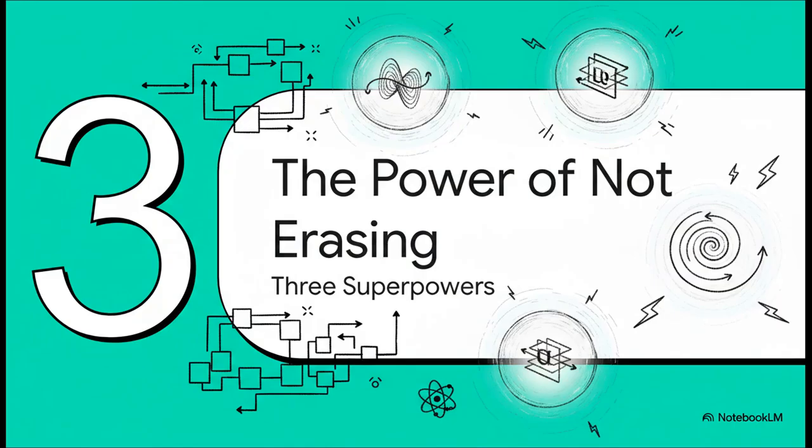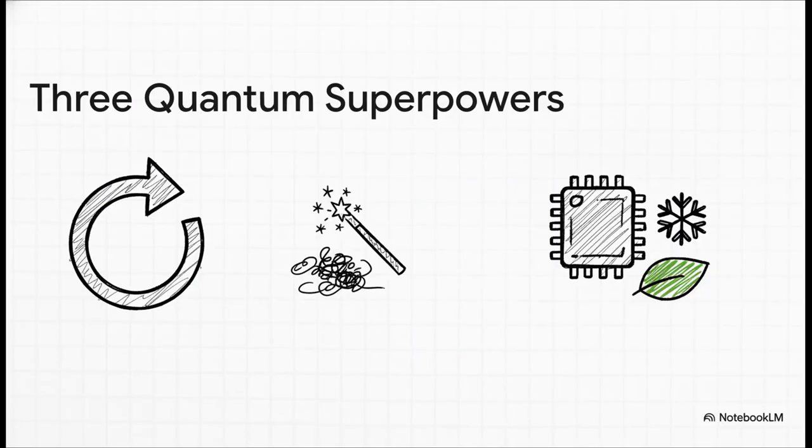Okay, so what's the big deal? Why is this obsession with never forgetting so important? Well, it turns out this one single rule unlocks 3 absolutely incredible abilities, things that are just impossible for regular computers. I like to call them the quantum superpowers. So these 3 superpowers are 1, the ability to run any calculation completely backwards. 2, a totally unique way to clean up leftover data called uncomputing. And 3, the potential to do all this with almost zero energy waste.